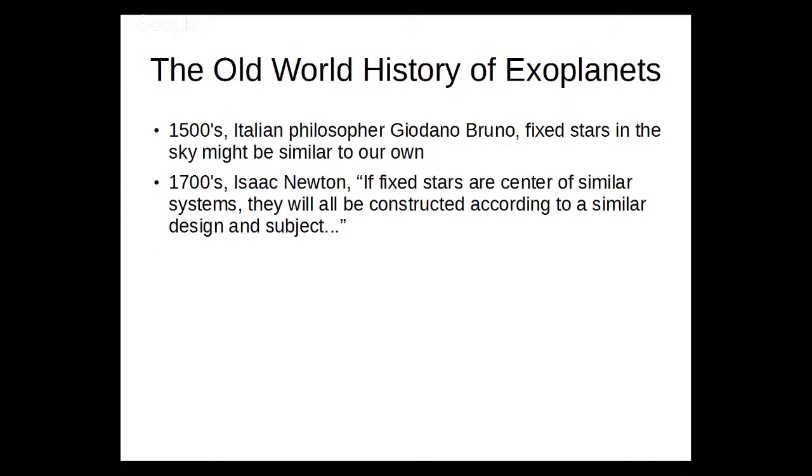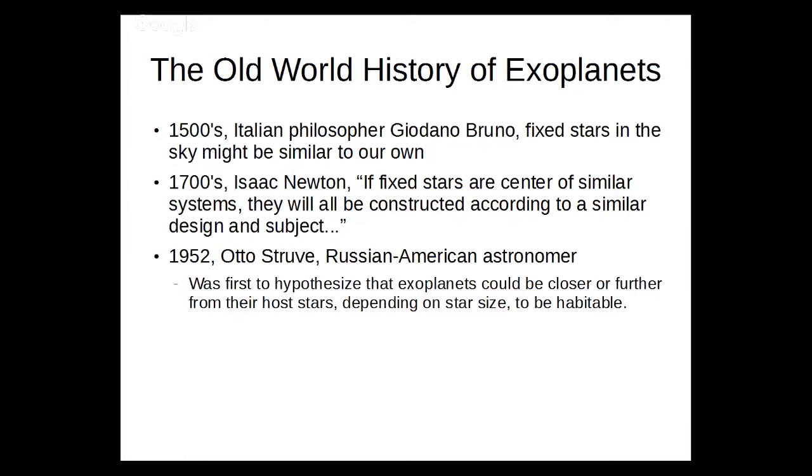Okay. Fast forward to 1952. A gentleman named Otto Struve, a Russian American who came to America from Russia in the 50s, was an astronomer. He was the first to talk about how planets beyond our own solar system could be closer or further from their host stars, depending on their star size. This is what we just talked about, the Goldilocks zone, the circumstellar habitable zone. He was the first person to think about this and put out that theory.